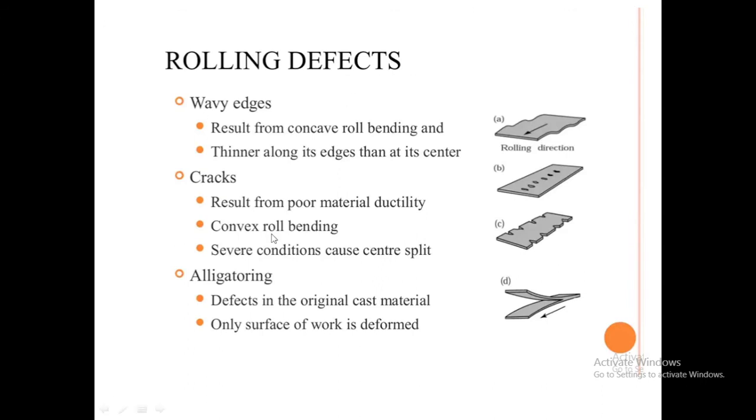If we consider here, there are some images that show the defects in a rolling process: the cracks, alligatoring, and the defects in the original cast material, meaning the raw material that we have cast. If a defect is present in this cast material, or if blowholes are present in a cast raw material, then these blowholes will also arise in the final products. So these are some defects.